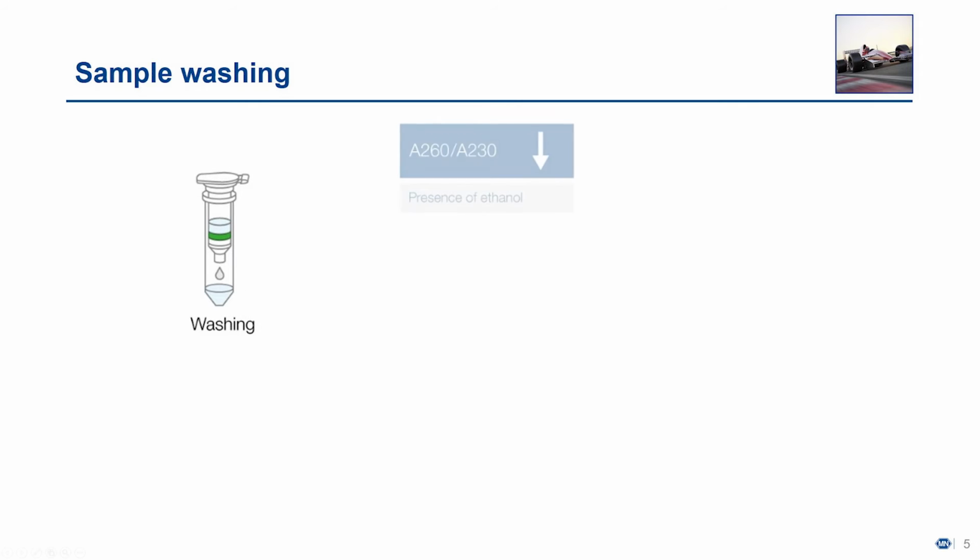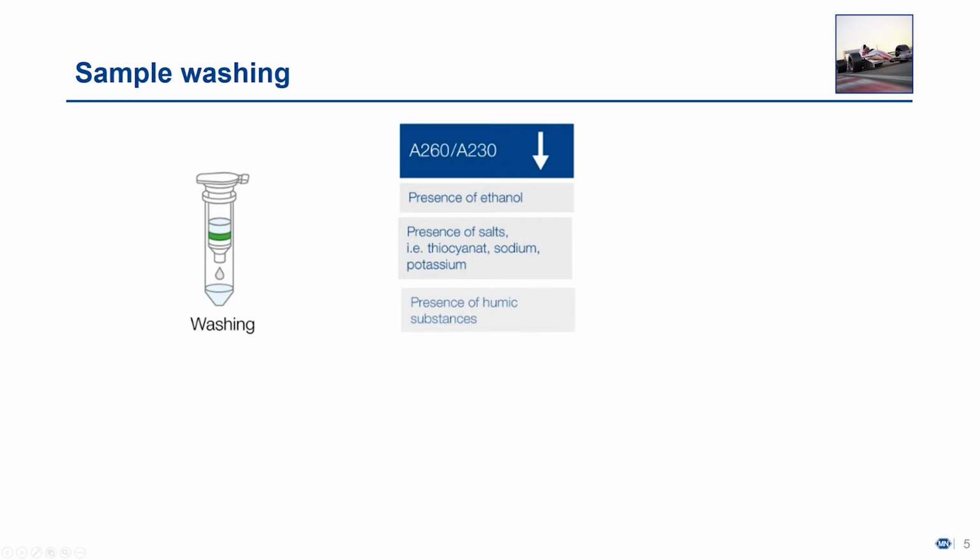Next are the wash steps. What may happen here is a carryover of ethanol to your sample when you elute it. Ethanol is present in the wash buffers, and if present in your eluted sample, this will decrease your A260/230 ratio. The same is true for salts present in the wash buffers, like thiocyanate, sodium, or potassium. This is also possible for humic substances. In addition, if you are purifying DNA or RNA from plants, you may have secondary plant metabolites present that won't be washed away during this step.